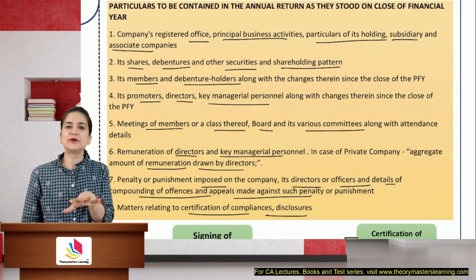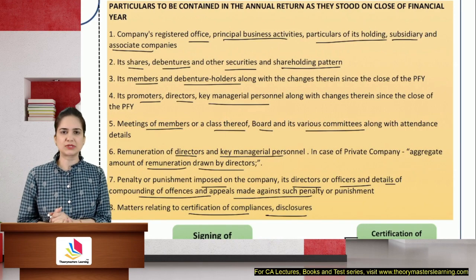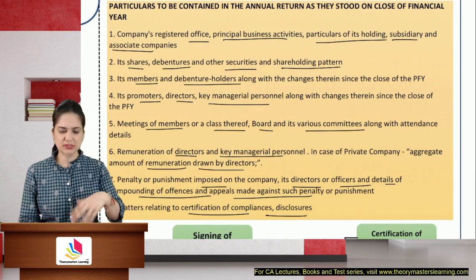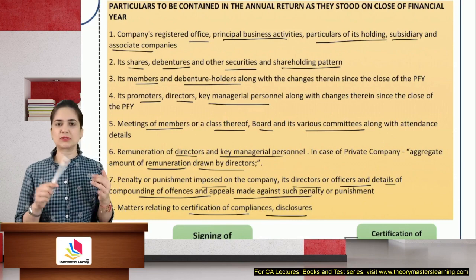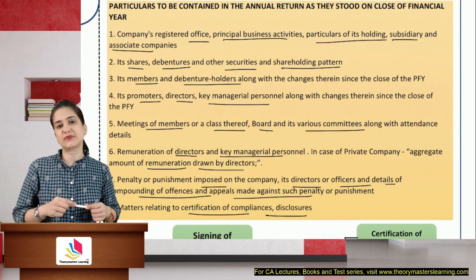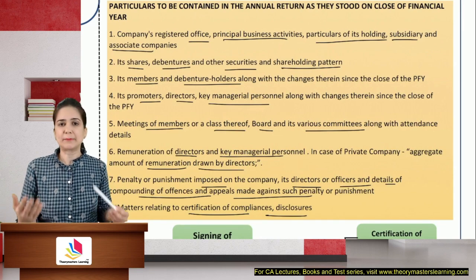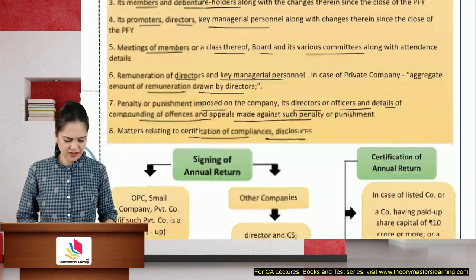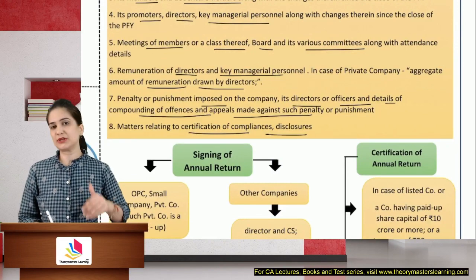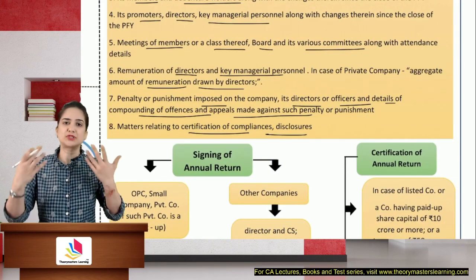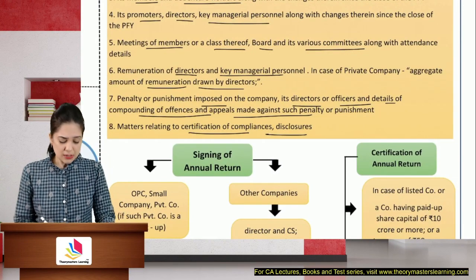So basically you are trying to inform the ROC that during the year these were my shareholders, debenture holders, other security holders, these were the dates when I conducted the meeting, so many members attended the meeting, was there any penalty imposed, what is the remuneration of the director. So that is information which you are giving to the ROC.